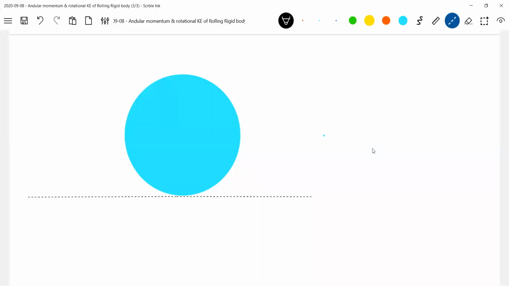This is a disk of mass m and radius r. Velocity of center of mass vc, and all points are rotating about center of mass here. It is having a pure rolling motion. So I'll give one condition: let vc equal to r omega c.